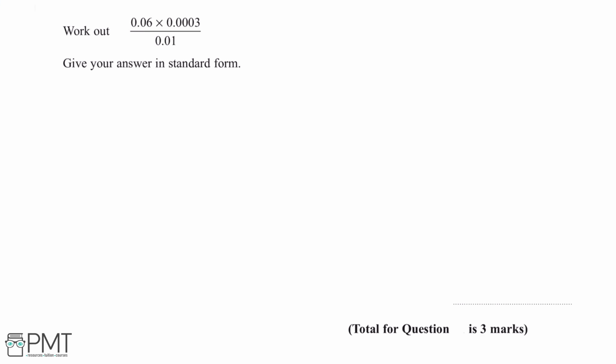Work out 0.06 times 0.0003 divided by 0.01. Give your answer in standard form. So when using standard form, the general rule is that we have x multiplied by 10 to the power of y, where x is a number which is less than 10.